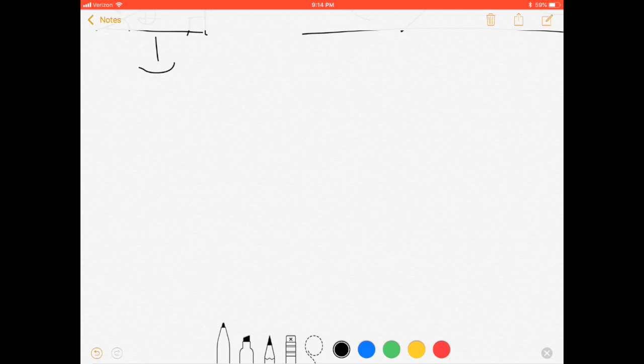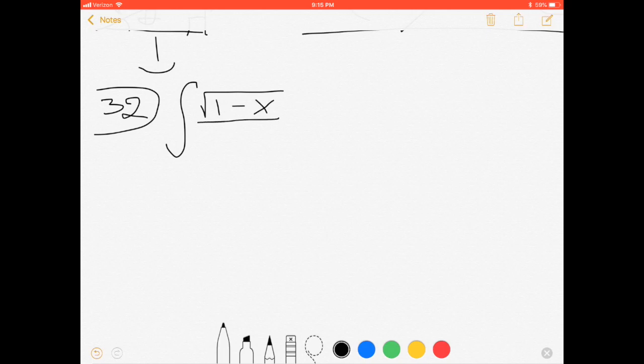Okay. For example, number 32. I chose this example because it looks a little bit different. It looks like you don't have any square here, but you can use the same method. Inside the root here you have 1 minus x. What happens if I rewrite it a little bit?